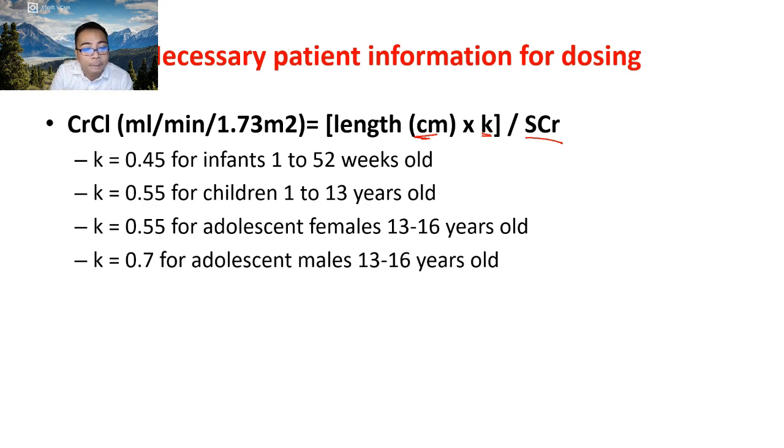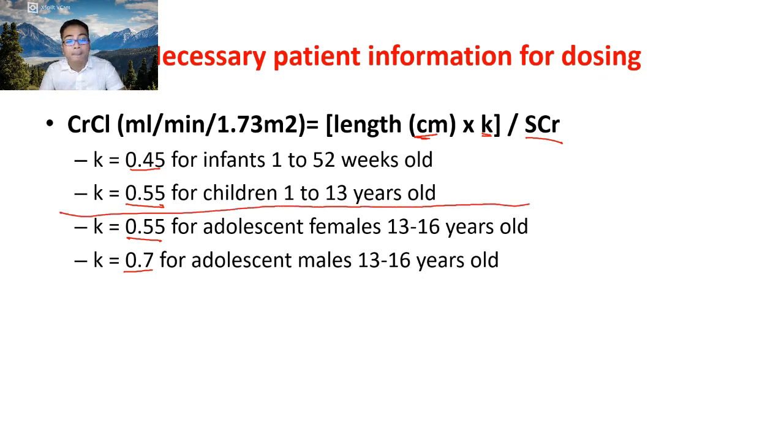Okay, so length niya in centimeters, and then multiply to your K. So for infants, it's 1 to 52 weeks old, 0.45. 1 to 13 years old, 0.55. Okay, adolescent females, 13 to 16, 0.55. Then 0.7 for males, 13 to 16 years old. So dito lang nagkakatalo yun pagdating sa adolescents. Right? Then length nila class should be in centimeters divided by their serum creatinine.